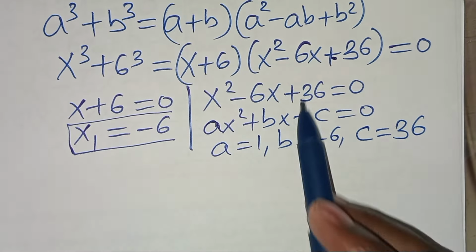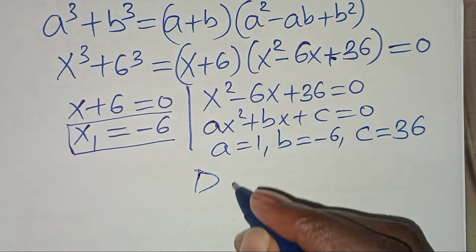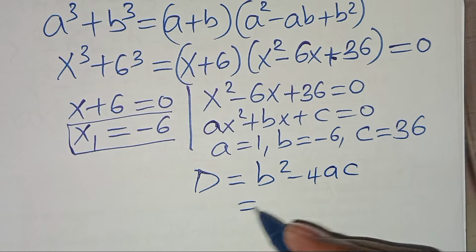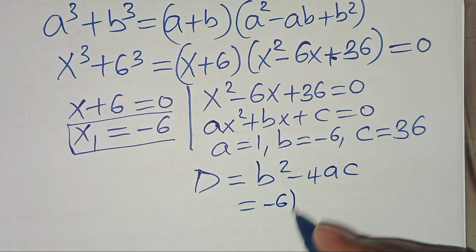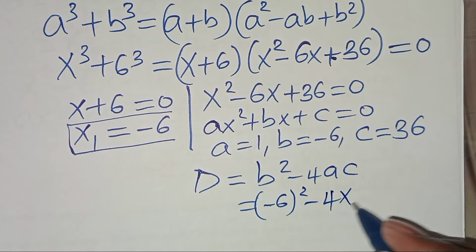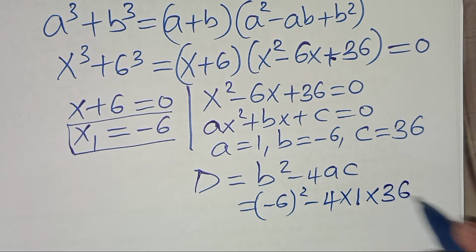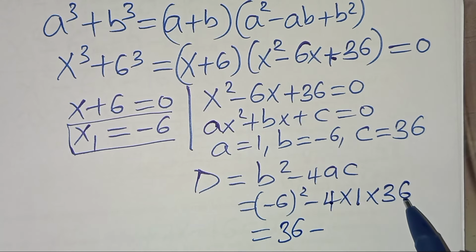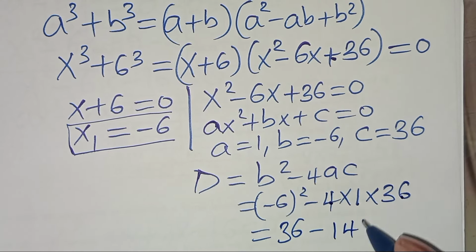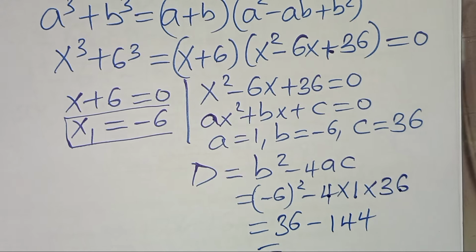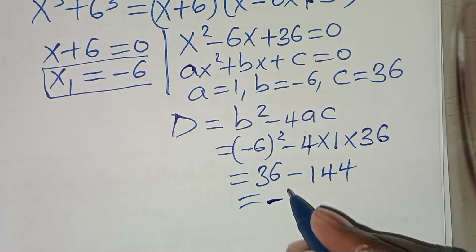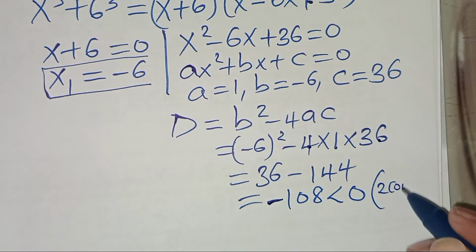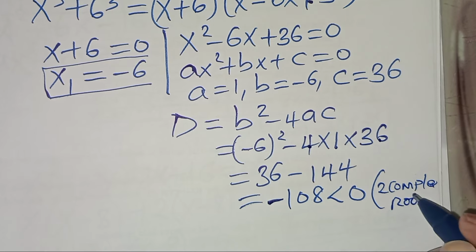Now, let's assess the nature of the roots of this quadratic equation by determining the discriminant value, which is b squared subtract 4ac. Substituting the values, negative 6 squared subtract 4 times 1 times 36. Negative 6 squared is 36, subtract 4 times 36, which is 144. So 36 subtract 144 is negative 108, which is less than 0. This means that we have two complex roots.